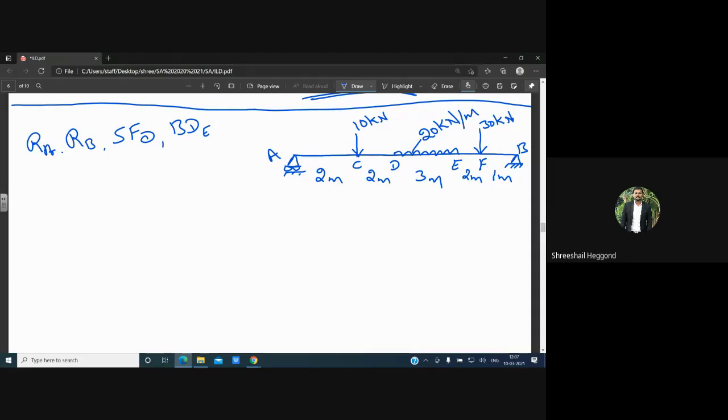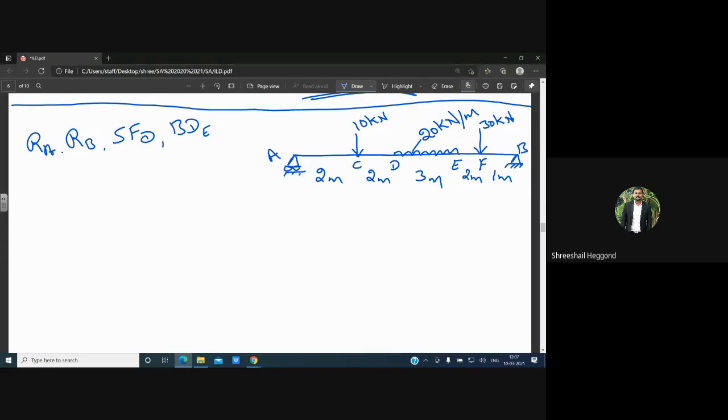Already we have solved numericals of concentrated loads, of 2 and 3 point loads, and UDL also we have calculated. Combining both, we need to draw the influence line diagrams to calculate reaction, shear force, and bending moment. This is by considering the constant loads, where the point load as well as the UDL is acting between the given spans only, or given points only.